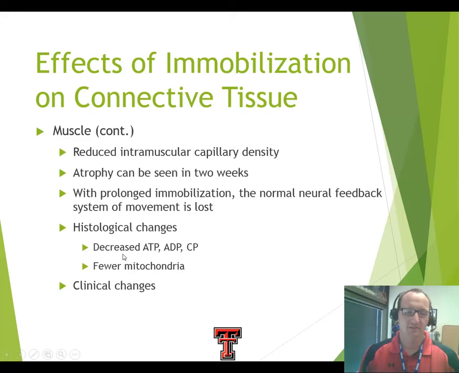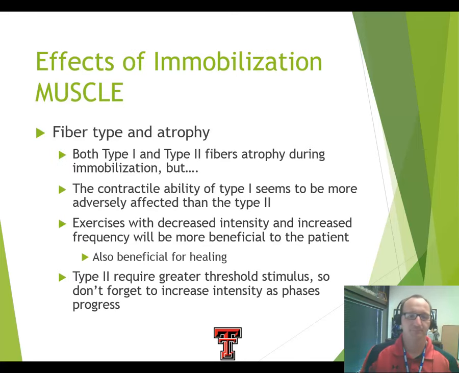Histologically, the muscle tissue basically becomes less efficient at energy production and usage. Clinical changes, measurables: we will see a decrease in their 1RM. We will see a change in range of motion partially mediated by muscle tissue changes. Most specifically, type 1 and type 2 fibers both atrophy during immobilization, but the contractile ability of our slow twitch seems to be more adversely affected than our fast twitch.